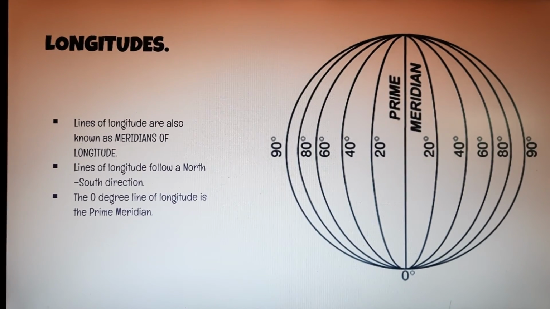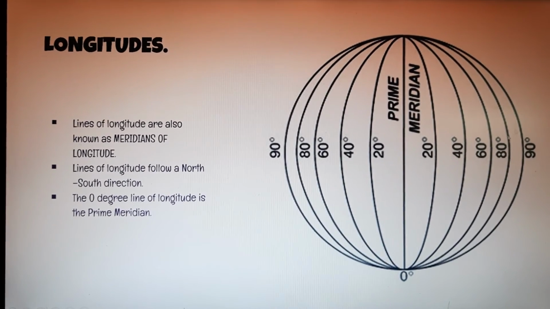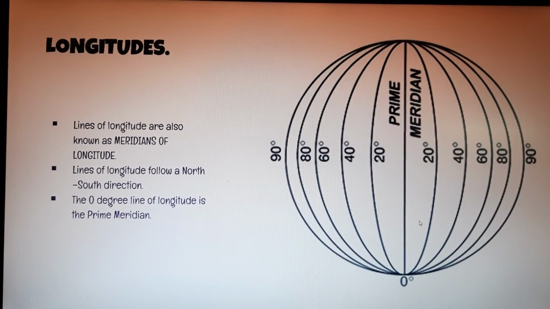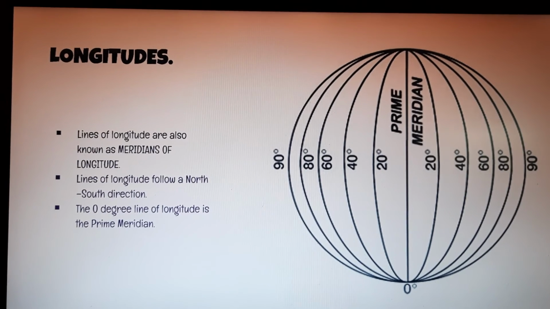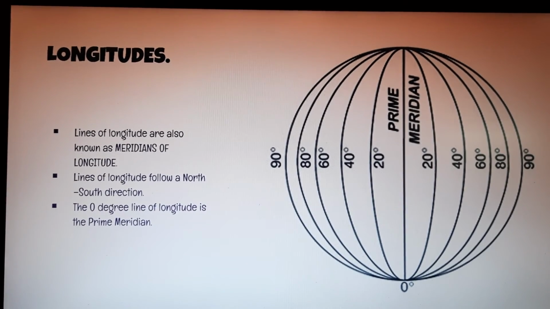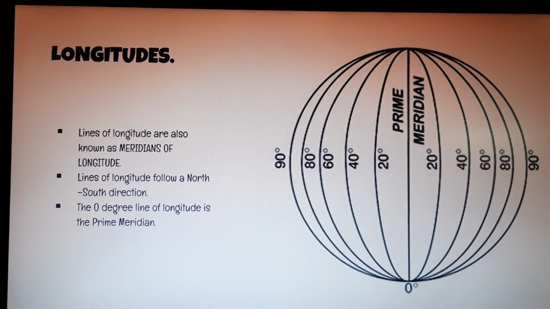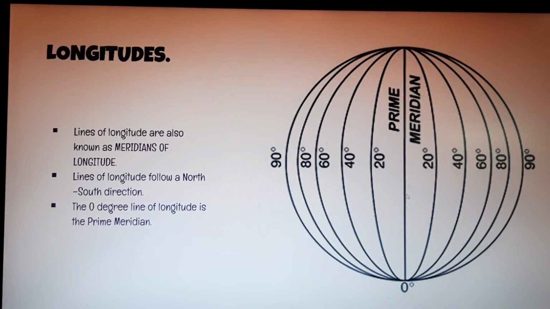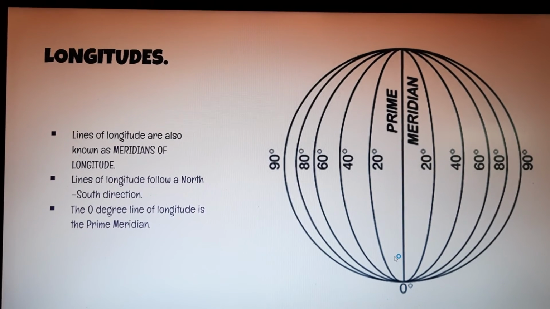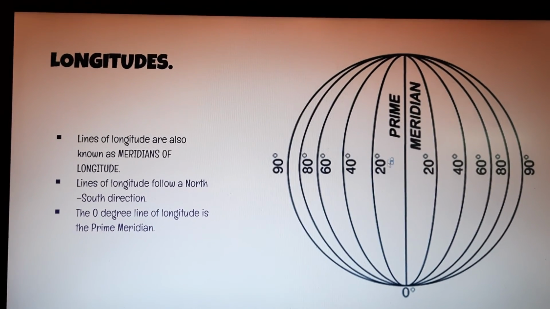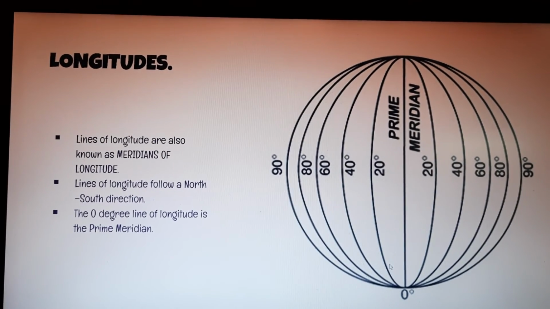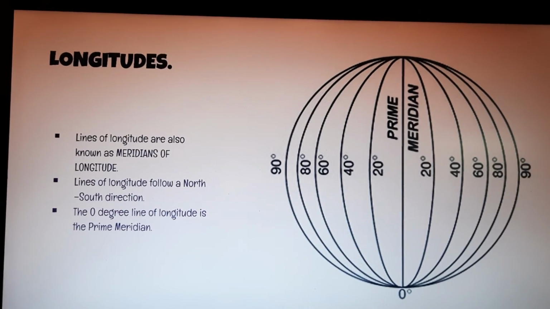So next, the 0 degree longitude, which you can find in the middle of the earth, is called the prime meridian or the Greenwich meridian. All the longitudes are not parallel to each other like latitudes. They all run from north to south and they meet at the poles. In this picture, all the lines of longitudes meet at the poles, whereas latitudes will not meet each other. They are all parallel to each other.